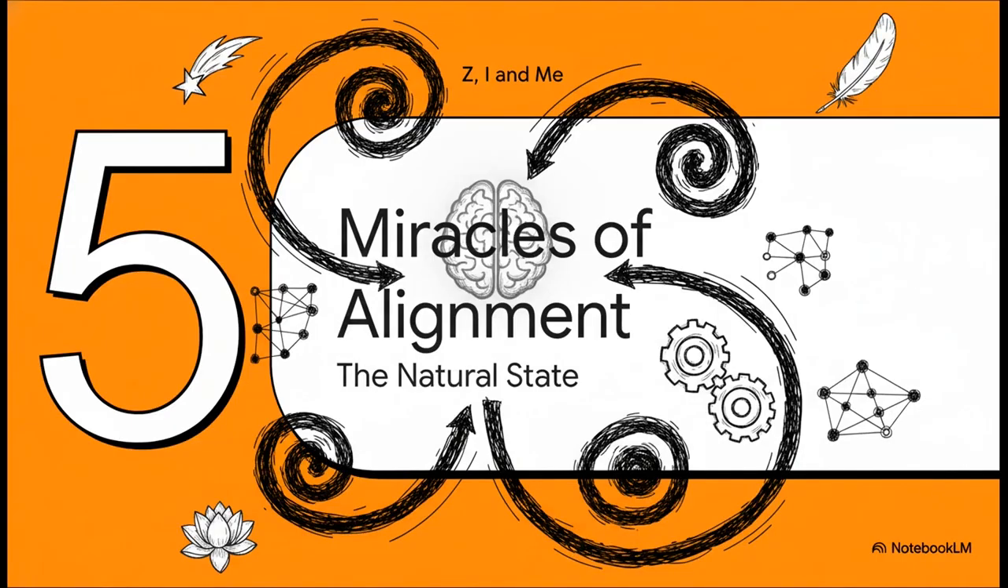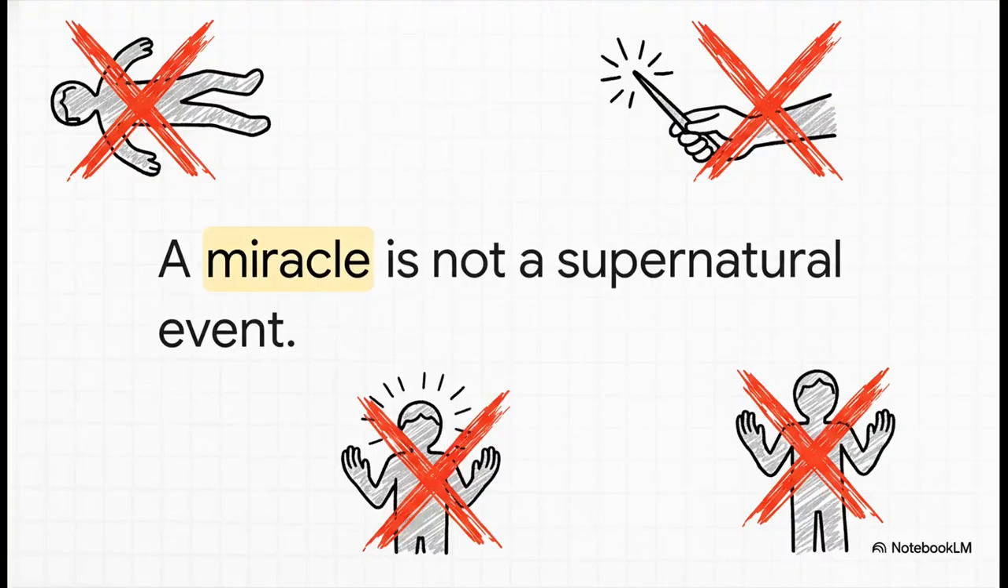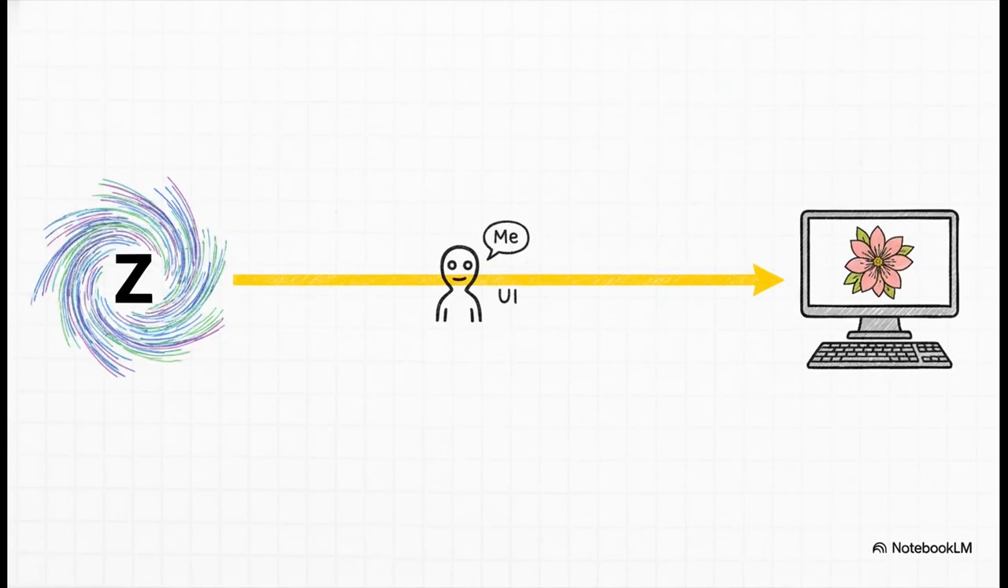And when you practice this, when you finally get Z, I, and Me fully synchronized, well, something pretty incredible starts to happen. The whole system just runs flawlessly. This is that state that people talk about, flow, being in the zone, synchronicity. Some people might even call it miracles. But we really need to redefine what a miracle is, because it's got nothing to do with supernatural events or breaking the laws of physics. A miracle is simply the system operating exactly as it was designed.